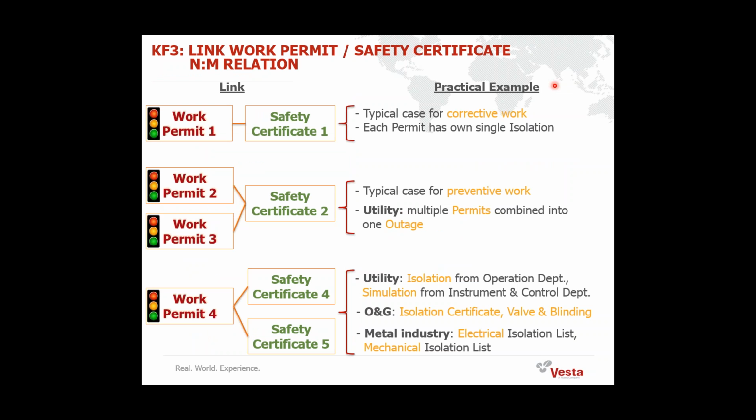Looking at the utility sector, this is the way you would use permits for outages. And the last example is that you have one permit with multiple certificates. For instance, if you look at the metal industry, you have an electrical certificate for the isolation, but you also have a separate certificate for the mechanical isolation.